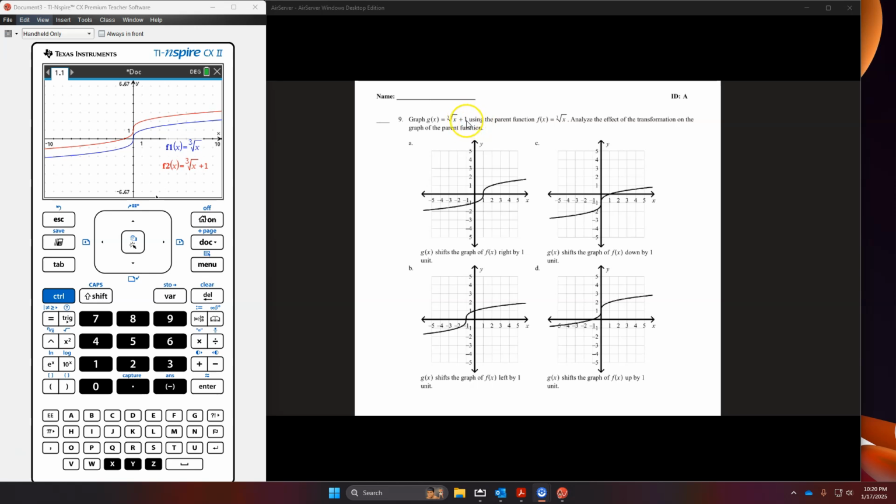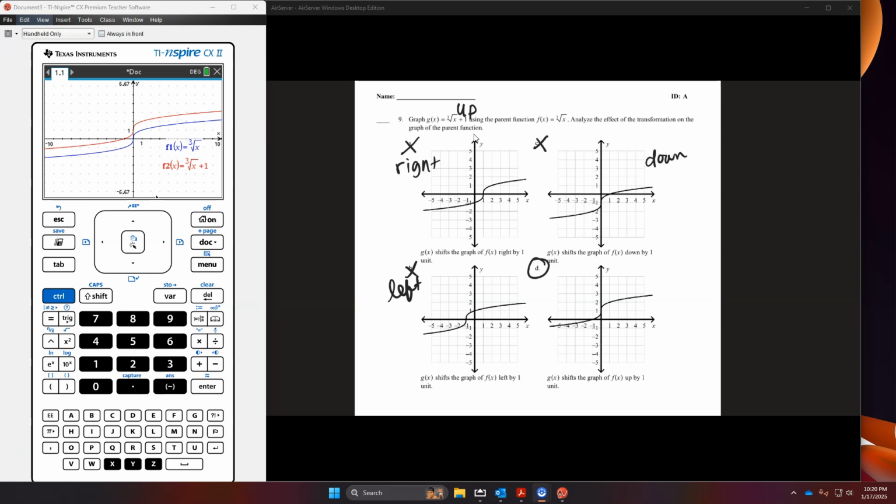You see the one is on the outside of the radical, so that tells me that this function is going to go up. This function goes to the right. C, this function goes down, or the parent function goes down. So now it's between B and D. So B goes to the left and D goes up.